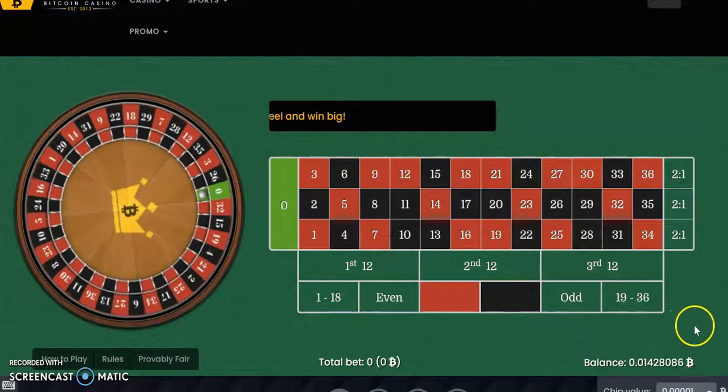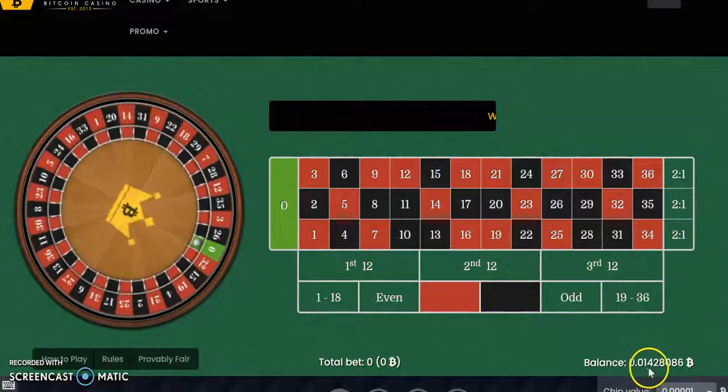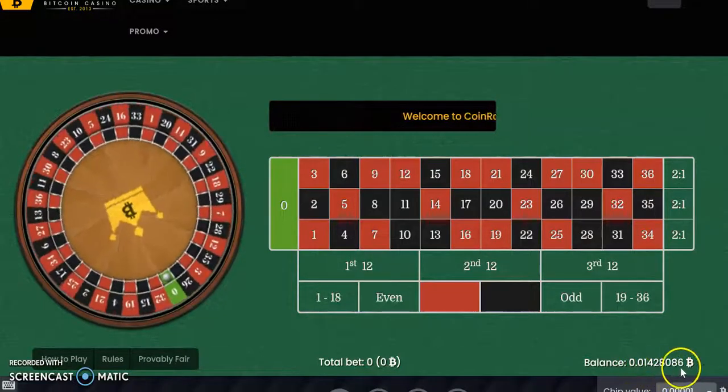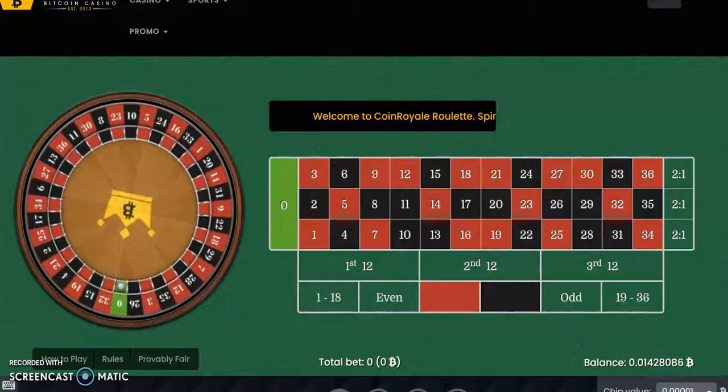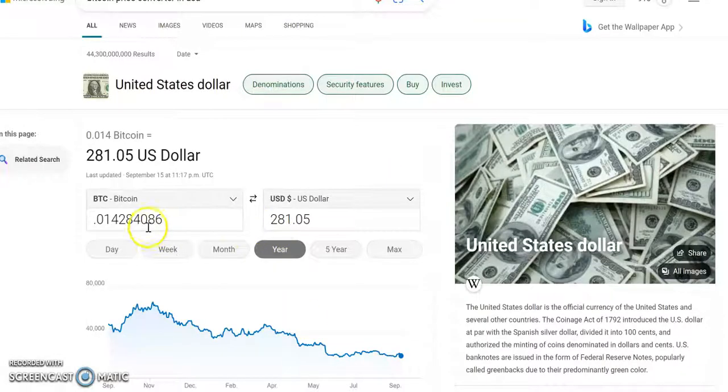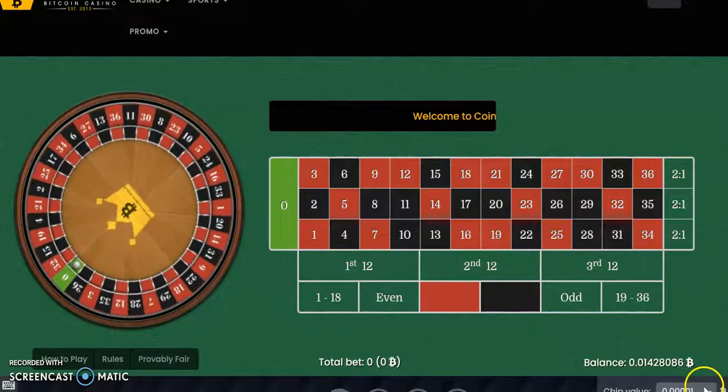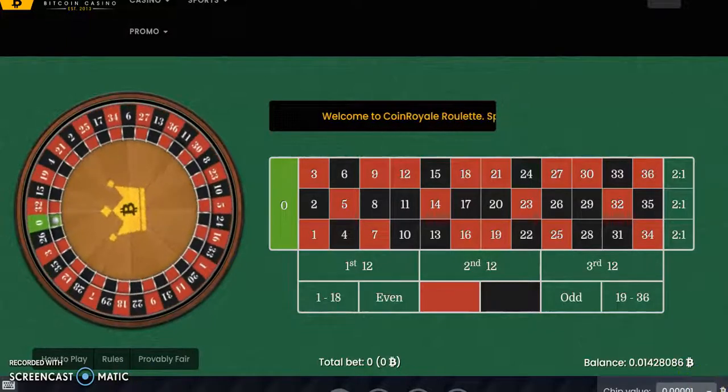Okay, so we're playing with real money here, right? And as you can see, it's 0.042886 Bitcoin. In this case, that comes out to $281.05. That's what we have as the bankroll here. And we are going to be betting, I'll show you this in a second.